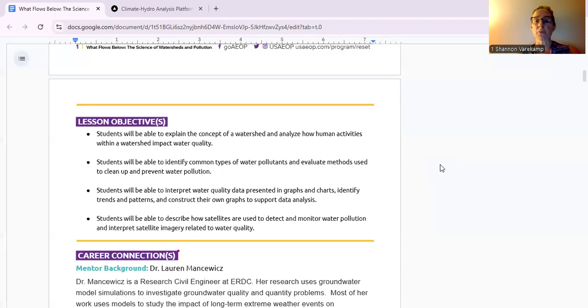Students will be able to interpret water quality data presented in graphs and charts, identify trends and patterns, and construct their own graphs to support data analysis. And students will be able to describe how satellites are used to detect and monitor water pollution and interpret satellite imagery related to water quality.